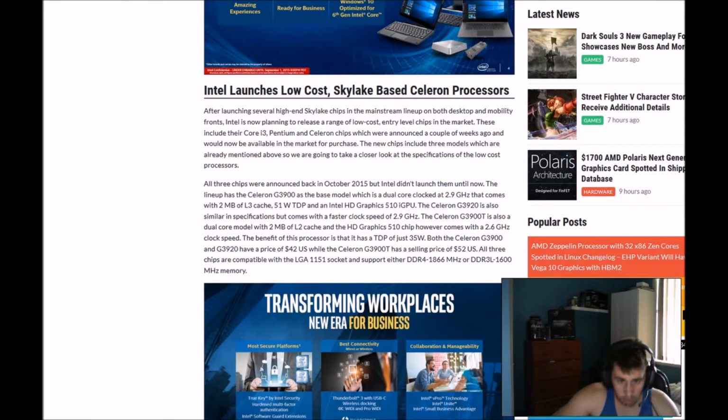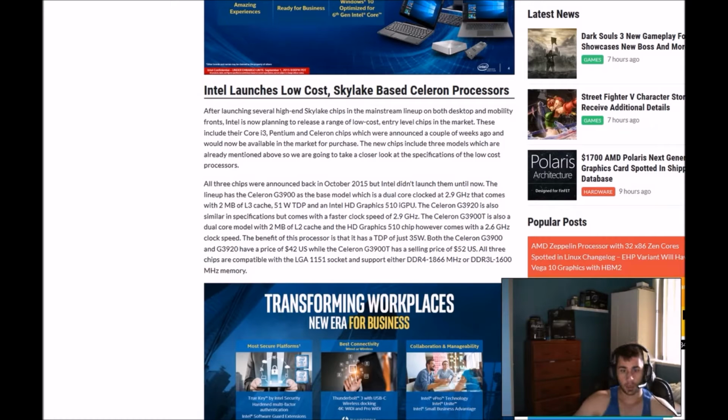All three chips were announced back in October 2015, but Intel didn't launch them until now. The lineup has the Celeron G3900 as the base model, which is dual-core clocked at 2.9 GHz. That comes with 2 MB of L3 cache, a 51-volt TDP, and the Intel HD Graphics 410 GPU. The Celeron G3920 is also similar in specification, but comes with a faster clock speed of 2.9 GHz.